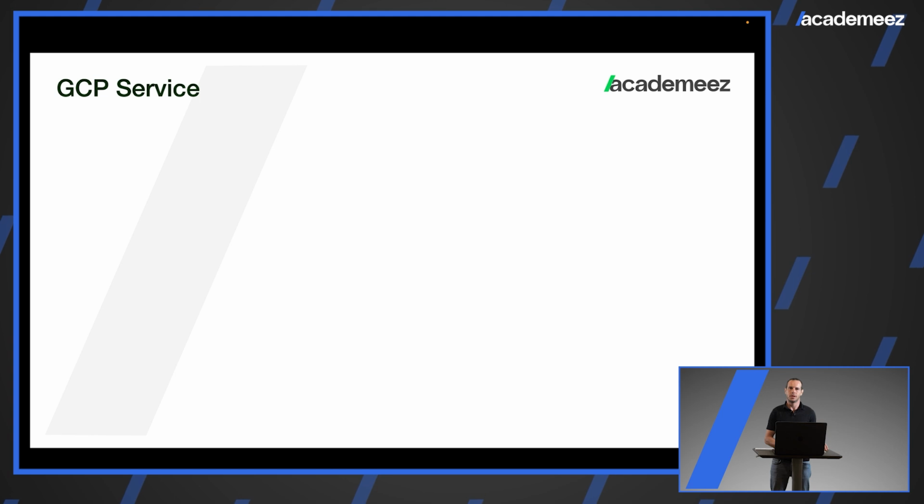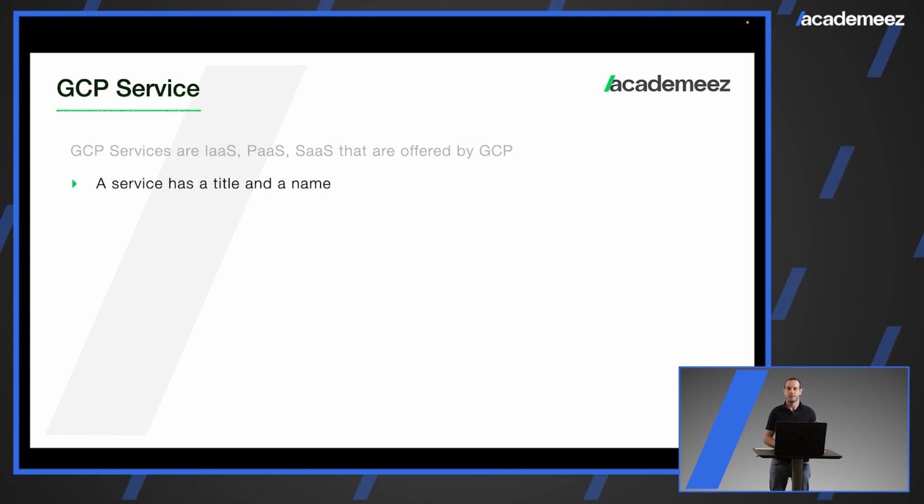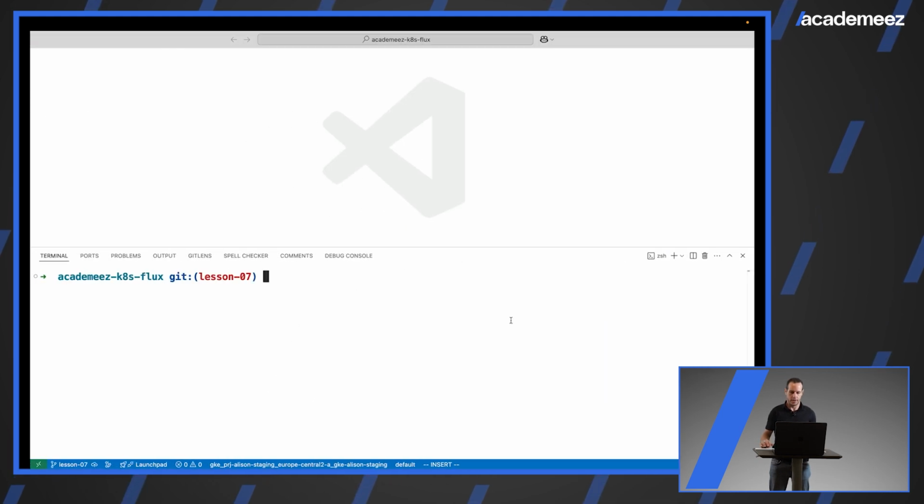Now let's talk about GCP services. GCP, Google, offers cloud services, and those services are infrastructure as a service, platform as a service, software as a service, that are offered by GCP, and you pay for them. And a service has a title and a name. So each cloud service that GCP provides you with has a title and a name, and you can see the services by doing the gcloud services list command. So you have to install gcloud, and then you can run the gcloud services list command.